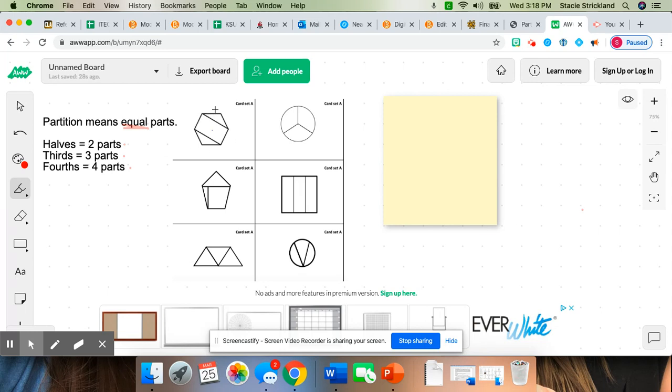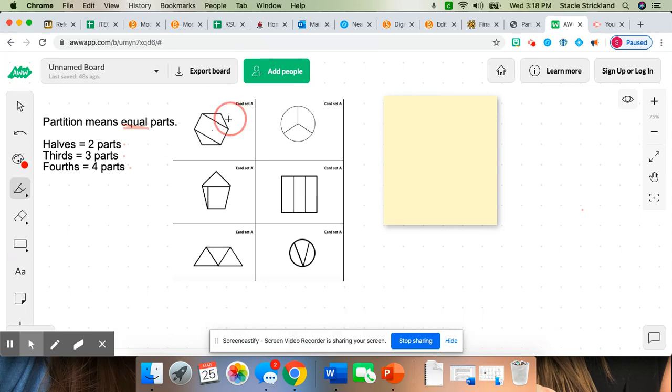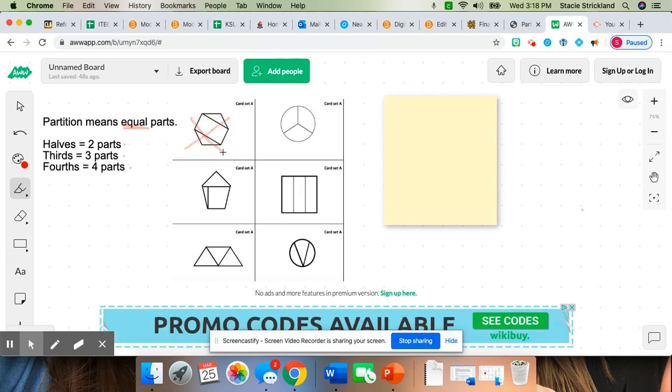I see it's got 1, 2, 3, 4, 5, 6 sides and 1, 2, 3, 4, 5, 6 vertices. So that means that it is a hexagon. Now, when I look at the hexagon's parts, I see that there's 2 parts that are triangles, and they look a lot smaller than this part right here. So since they look smaller, I know that that's not partitioned into equal parts. It is divided, but it's not divided equally, so that is not partitioned into equal parts. So I'm going to mark that one out.